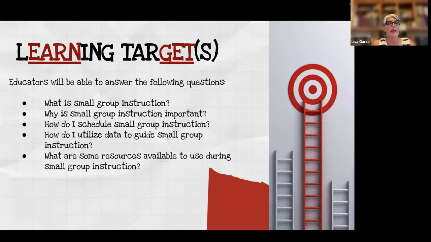Educators will be able to answer the following questions. What is small group instruction? Why is small group instruction important? How do I schedule small group instruction? How do I utilize data to guide small group instruction? What are some resources available to use during small group instruction?